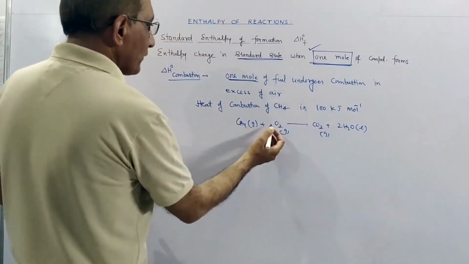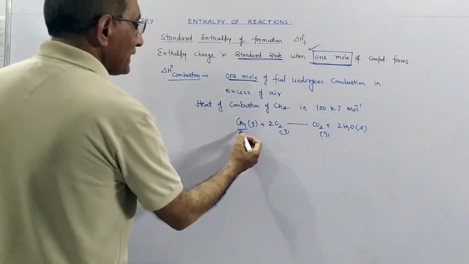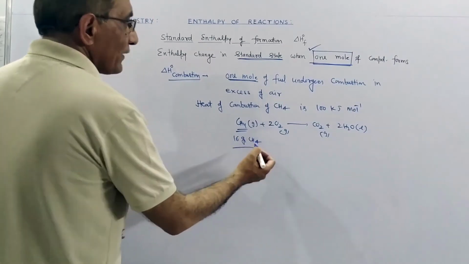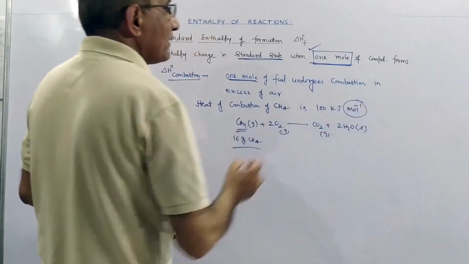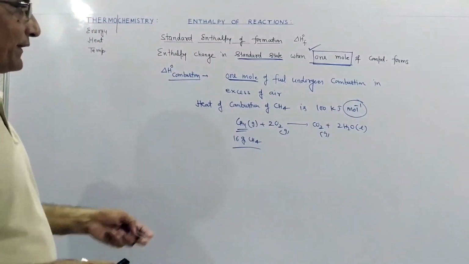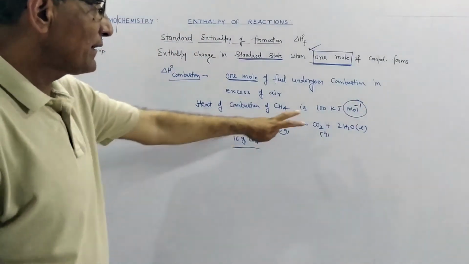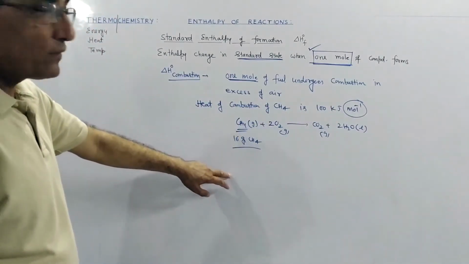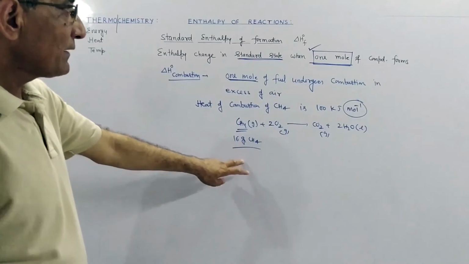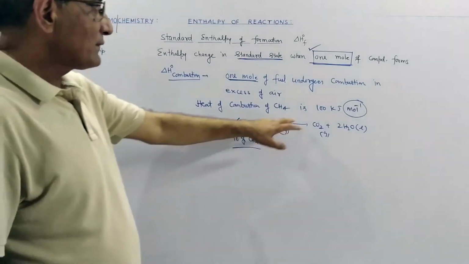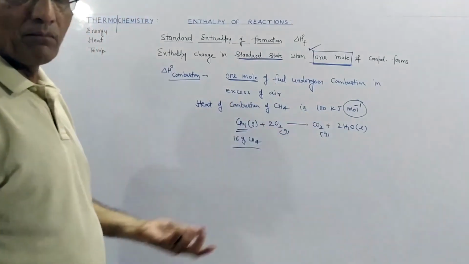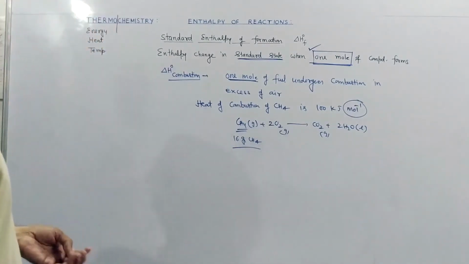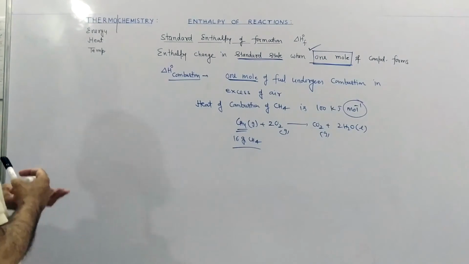Oxygen will be 4. So 1 mole of methane means 16 gram methane. If we are writing mole, it means we know that if we take 1 mole of methane, then we are getting this much heat. Or you can find out the calorific value also. 1 mole of methane is 16 gram. From 16 gram methane we are getting 100 kilojoule. Then from 1 gram methane how much will we get? That will be our calorific value. So I hope this part is clear to all of you.